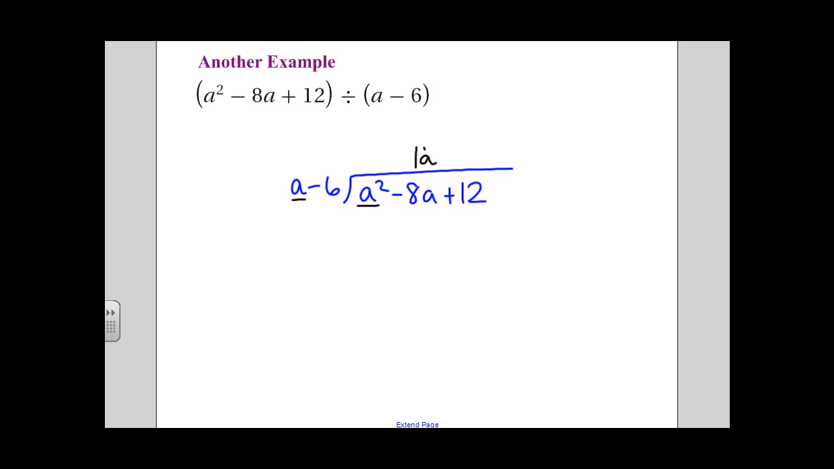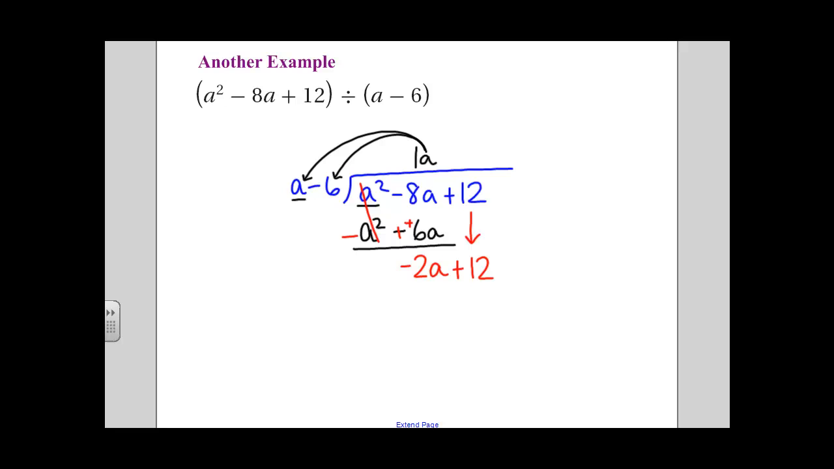And then we have to multiply. So a times a gives me a squared. A times negative 6 gives me negative 6a. And now remember, we want to see what's left over. So we need to subtract both of these things. And if you subtract a negative, we know you're really adding. So our a squareds cancel out. They always should. And then when we get this, we have negative 2a's, and then we have to bring down the next term, bring down the 12.